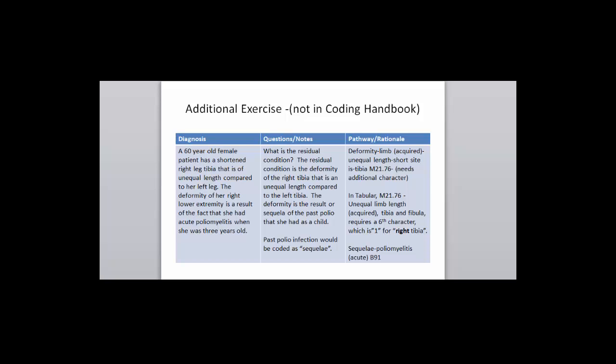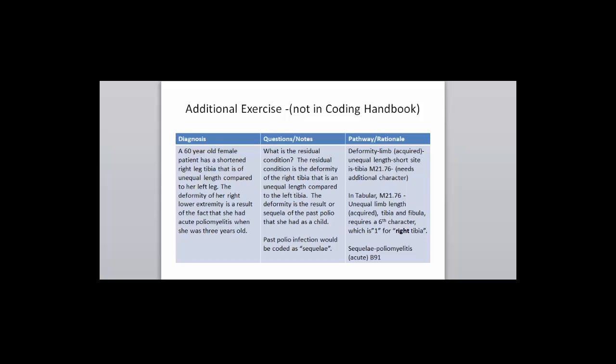The residual condition is the deformity of the right tibia that is an unequal length compared to the left tibia. And the deformity is the result of the sequela. The deformity is the result, or the sequela, of the past polio that she had as a child. So that past polio infection would be coded as a sequela.